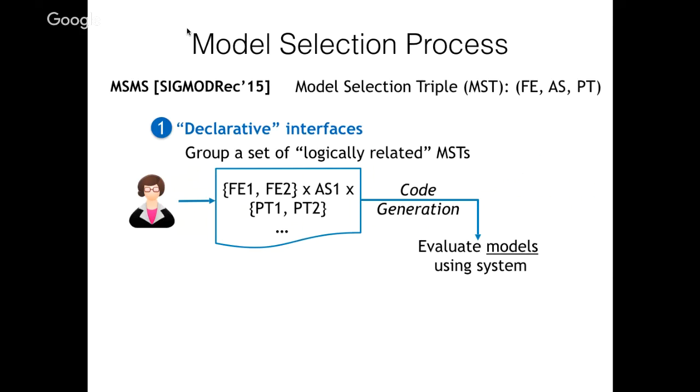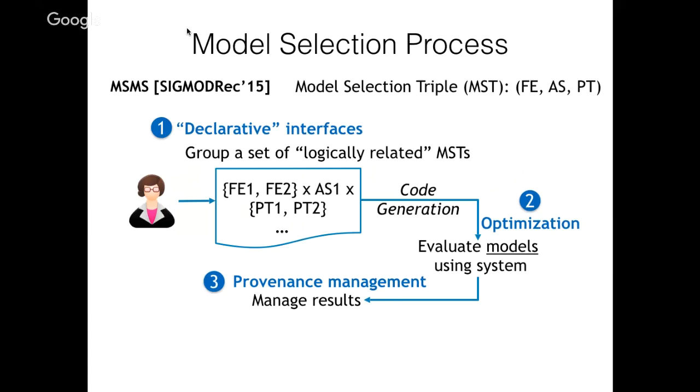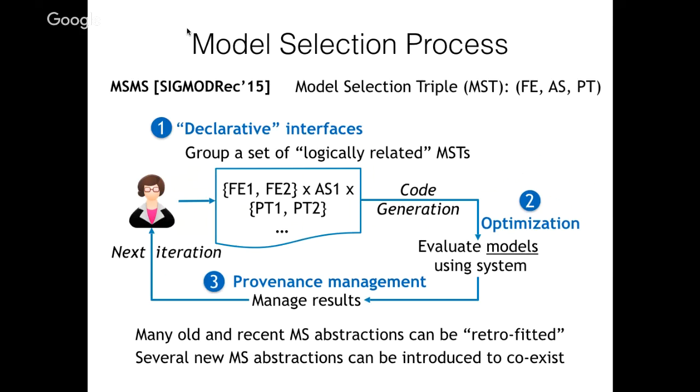And under the covers, you introduce a middleware that does code generation and executes multiple models in an optimized fashion. And since the system is now aware of the higher level semantics of the process, we can apply database provenance style ideas for the model selection process to help the data scientists understand what is going on with these models and debug these ML algorithms. This potentially reduces both the number of iterations and the time per iteration because of the specification and the optimization potential.